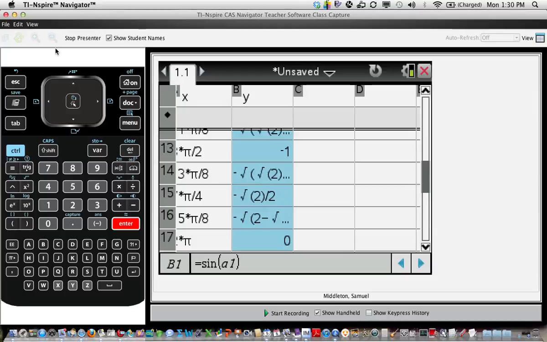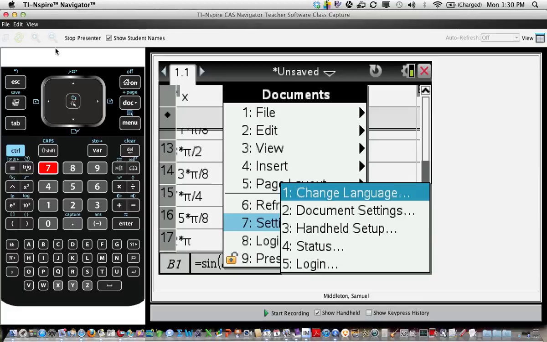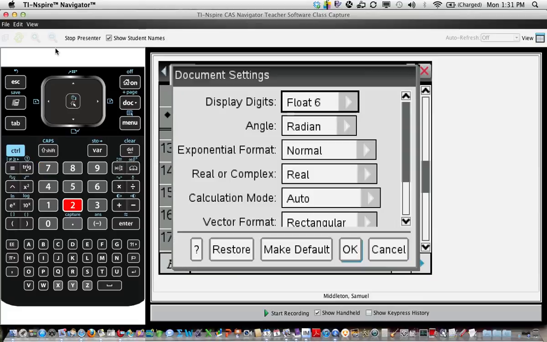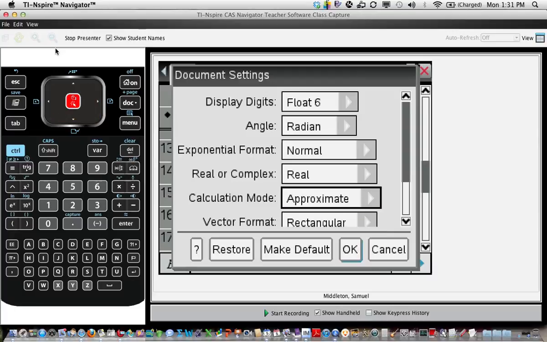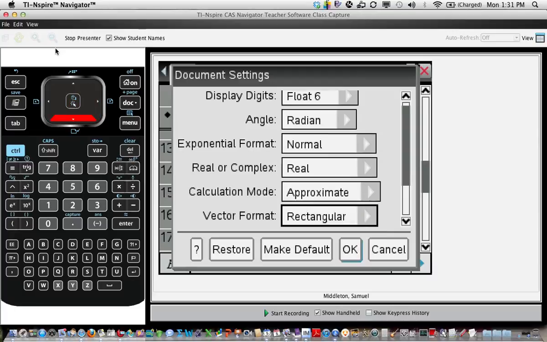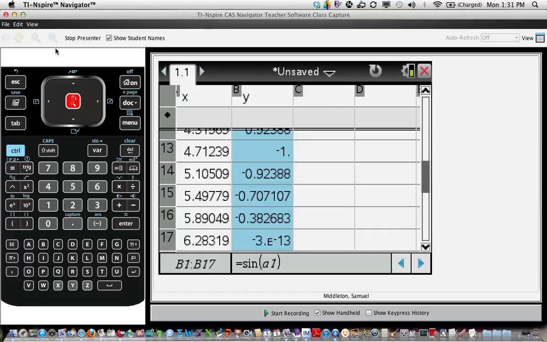So here's how we're going to have to do it. Go to the doc menu, go to settings and status, and go to document settings. I think that'll just do it for this document. We're going to go to the calculation mode, and change auto to approximate, because I'd rather see decimals in it. Then hit OK. I think that'll only change that. If that starts changing your calculator stuff, then you'll know where to go with it. Okay, there we go. Now it's giving us decimals in that other column too, but that's okay.